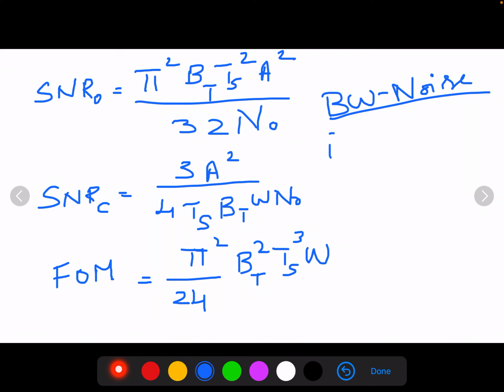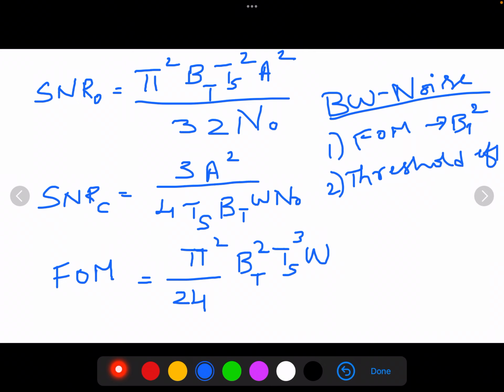Means you need to know 2 points. One is both systems have a figure of merit which is proportional to the square of the transmission bandwidth, BT square, and normalized with respect to the message bandwidth. And the second point what we have observed is both systems exhibit a threshold effect as the signal to noise ratio is reduced.